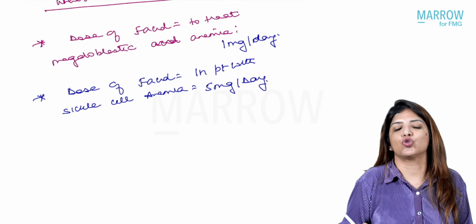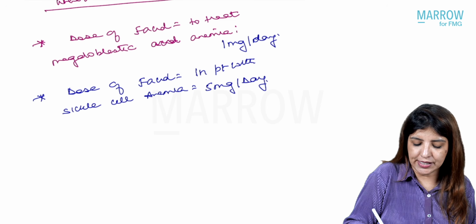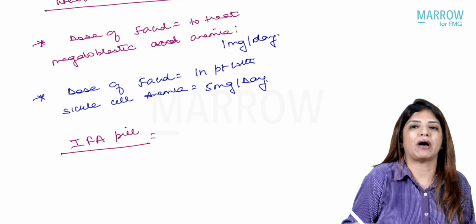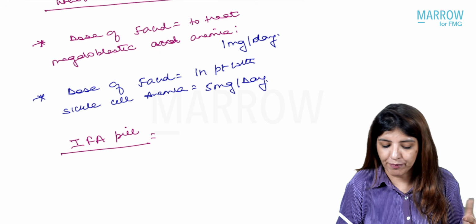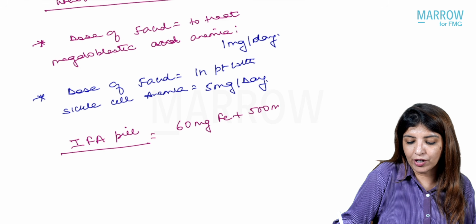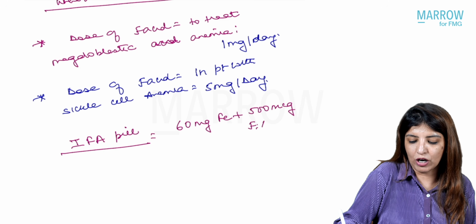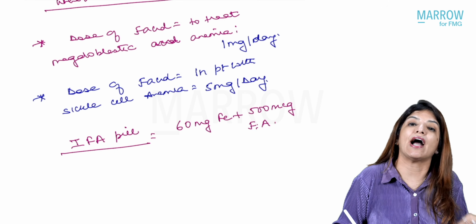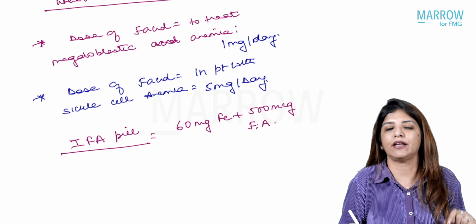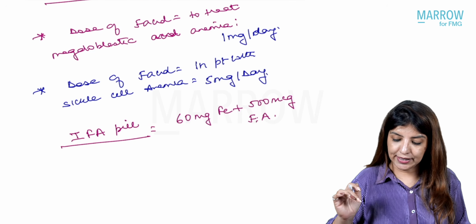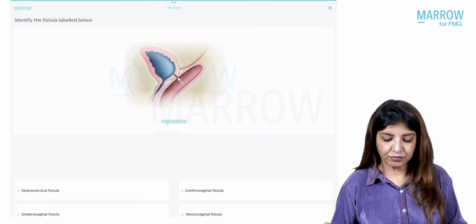And what is the dose of folic acid which is present in the IFA pill, which is recommended by the Anemia Mukt Bharat program? In the IFA pill, you have 60 milligrams of iron plus 500 micrograms of folic acid. Why 500 micrograms of folic acid? Because that is the RDA of folic acid in pregnancy. Clear to all of you? Yes. Now let's see the other question. I'm going to the next question.